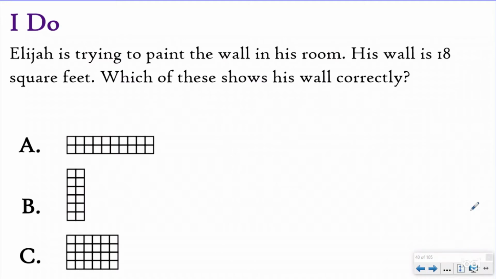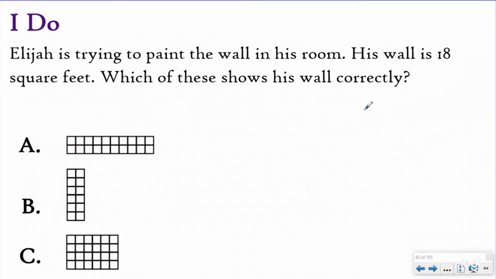Typically, they're not going to make you come up with a random rectangle that has an area of 18. They're going to give you multiple choice answers. So let's take a look at this word problem. It says Elijah is trying to paint the wall in his room. His wall is 18 square feet. Which of these shows his walls correctly?